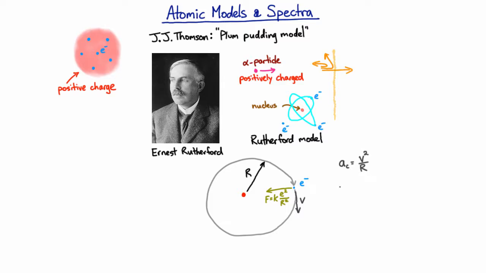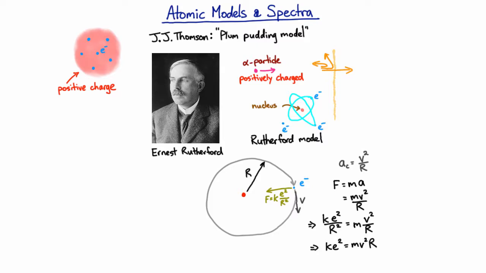And we know from Newton's laws that the force is mass times acceleration. And we know from electromagnetism how strong the force is. And what we have is a relationship between the velocity and the radius. We can see that the smaller the radius, the faster the electron goes around. It sounds like we're doing a really good job, except we've got a really big problem here.